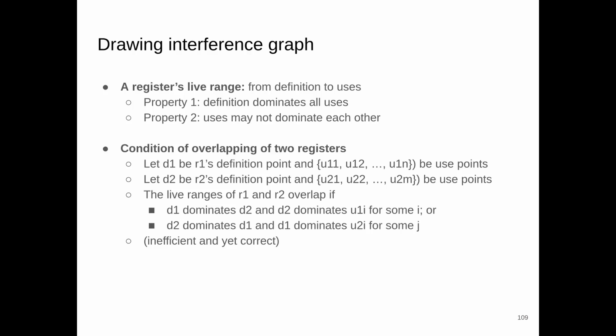Okay, this induces a very naive algorithm. You first look for two registers in a nested loop, and you check whether these domination relations are true for each combination of definitions and uses. It will be a very inefficient algorithm, but anyway, it will be correct. And for the purpose of this course, let's stick to an inefficient and yet correct algorithm.